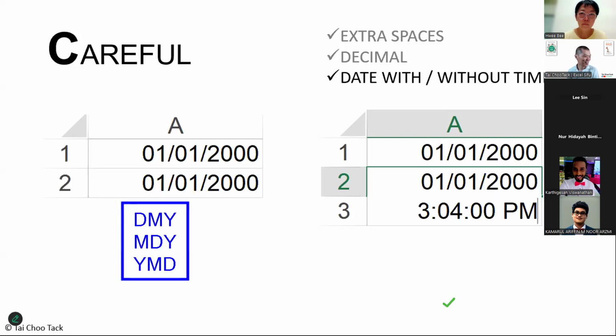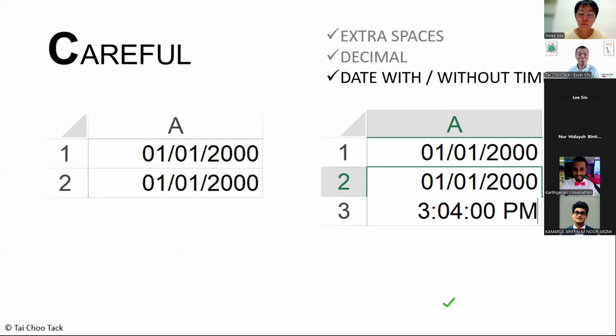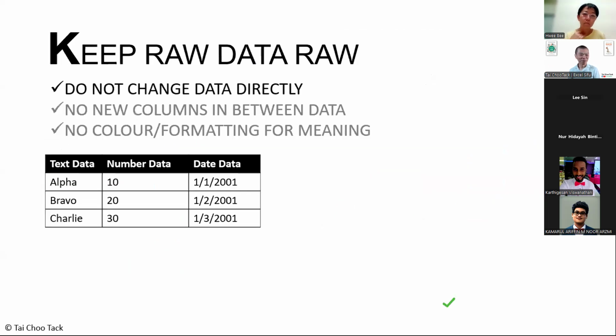Okay, so this R.O.C. What's the last letter? We have 4 letters, right? R.O.C. What's the last one? K. Yes, good. K. Thank you for your participation. K: Keep raw data raw.